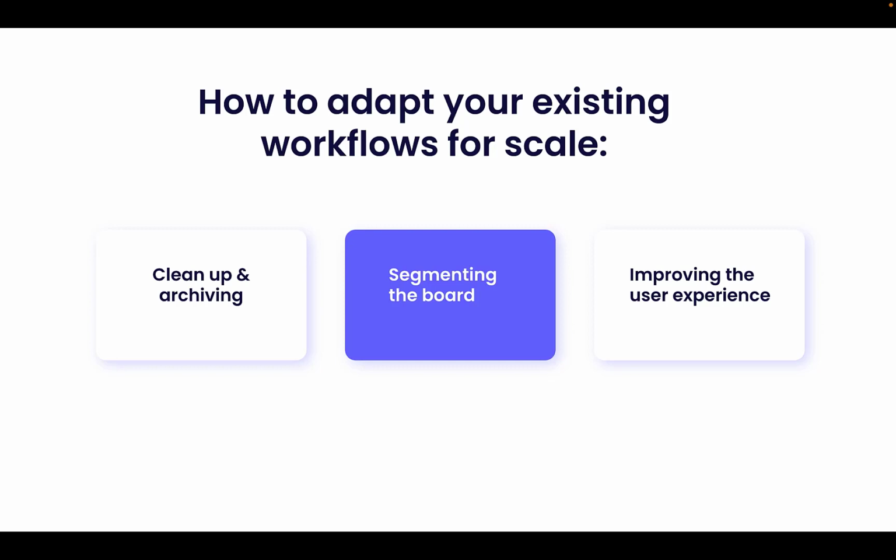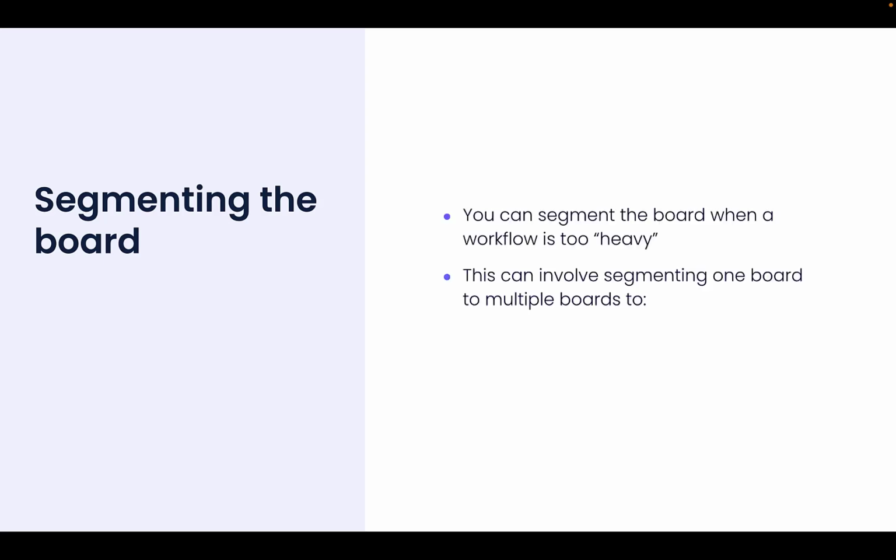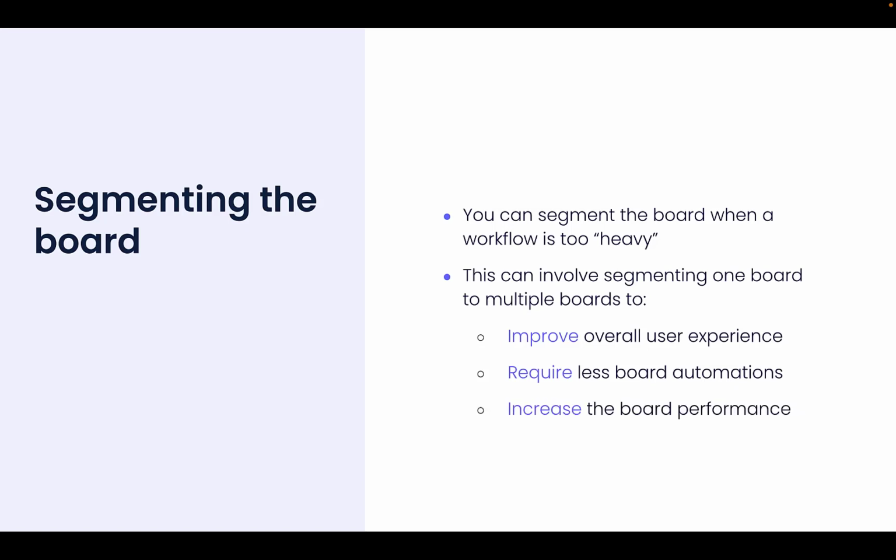Next is segmenting the board. Another way to deal with a workflow which is already being used but which has become heavy is to segment the board. Segmenting one board into multiple boards can improve overall user experience, require fewer board automations, and increase the board performance. Let's take a look at an example.